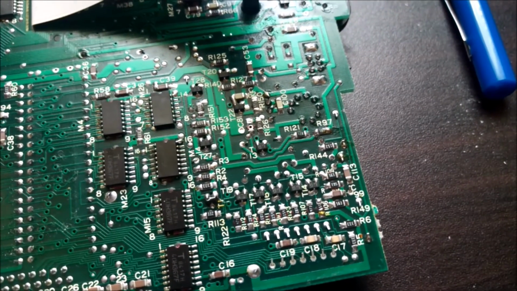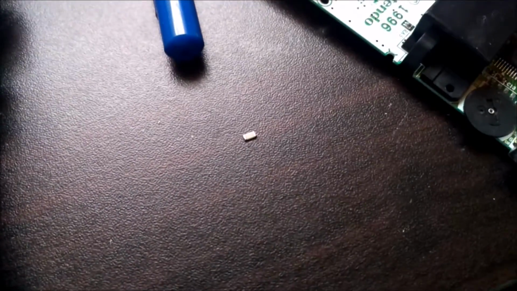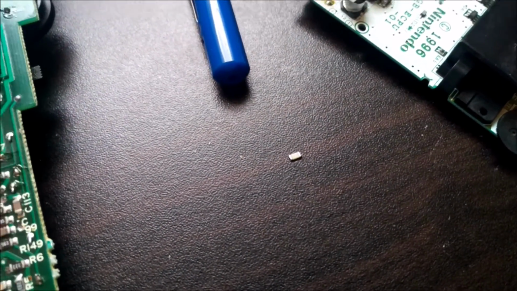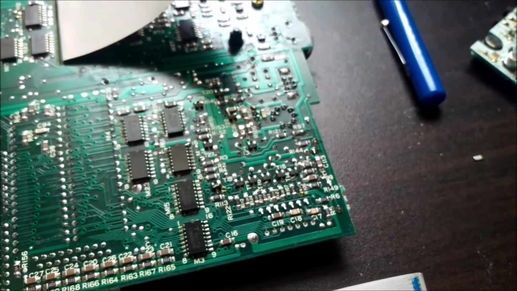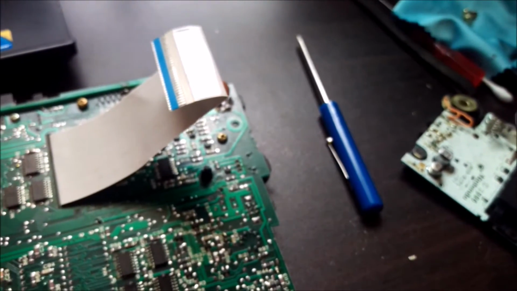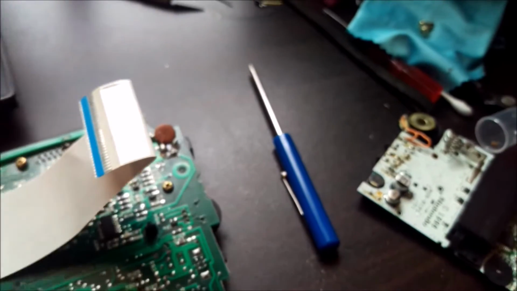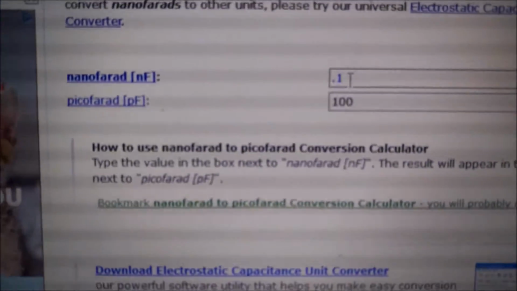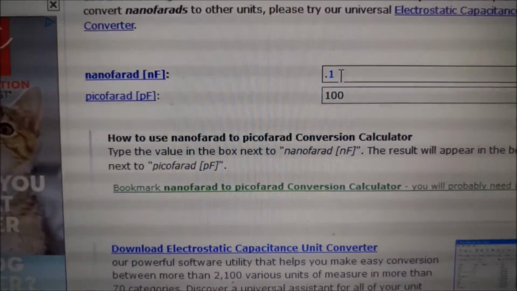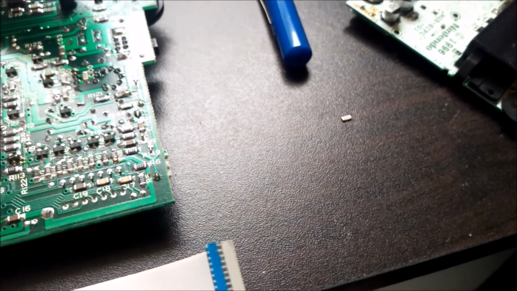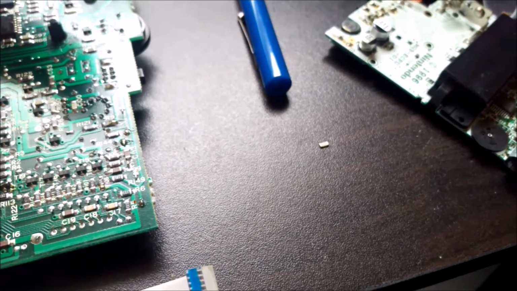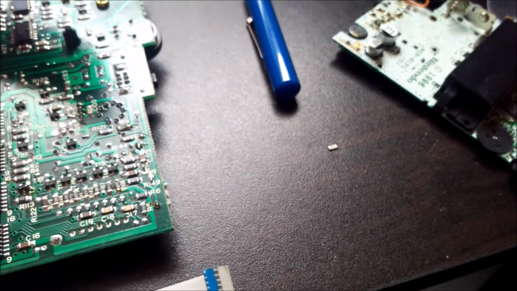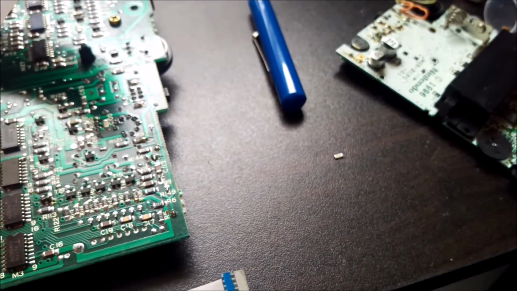So gently heating and removing C81 and measuring it, I'm getting a measurement of 0.1 nanofarads, which is significantly lower than what it should be. So that 0.1 nanofarads is roughly 100 picofarads. I'm just using a quick calculator on here to make sure my math isn't messed up. So this is about 10 times lower. It's out of value by about 10 times. Way out of the 10% tolerance.